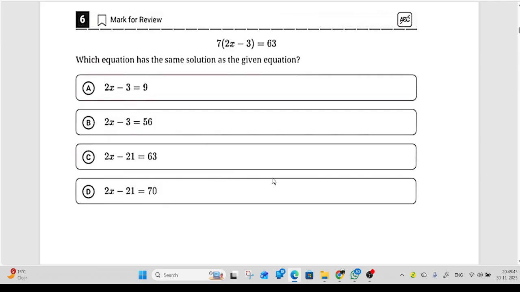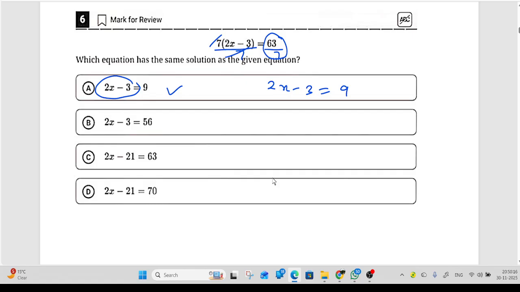Which equation has the same solution as the given equation? So basically, as you can see in the options, we need 2x minus 3. So if I divide both sides by 7, I will be left with 2x minus 3, right? So 63 divided by 7 is 9. So I have 2x minus 3 on this side, and 63 divided by 7 gives me 9. So option A is correct, right?